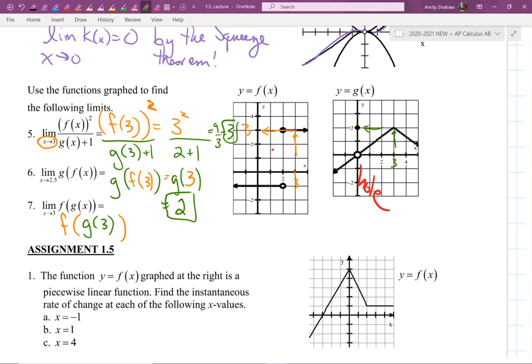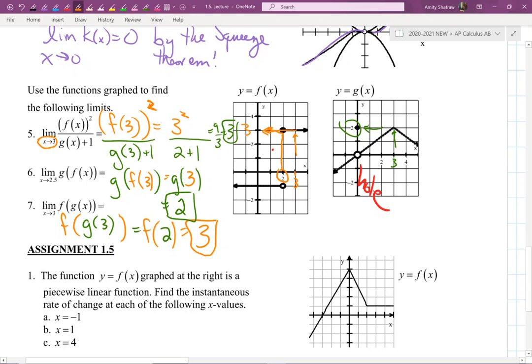So g of 3, let me come over here and double check. Hey, g of 3 was 2. So that means that I take a 2, and I'm going to plug it in to f, and now I'm going to find out, well, what is f at 2? So f at 2, oh, well, it was also 3. I mean, that was a very boring function, so there you go.